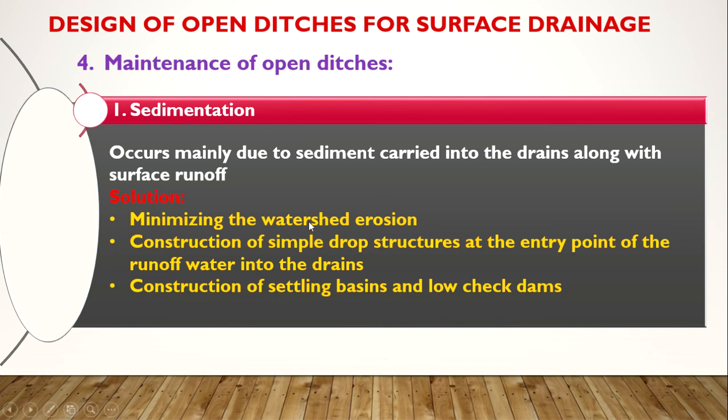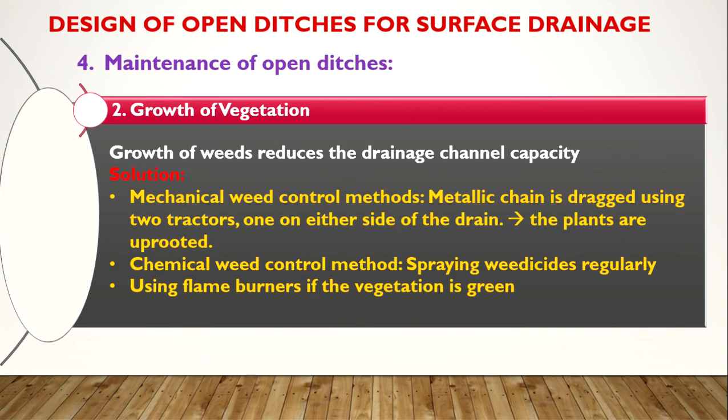So the solutions for the sedimentation are, we have to minimize the watershed erosion. First of all, we have to minimize the erosion from the field itself. Then there will be less sedimentation. We can construct some drop structures at the entry point of runoff water into drains. We can construct settling basins or lower check dams. Okay, so these are the measures that we can take for the sedimentation problem.